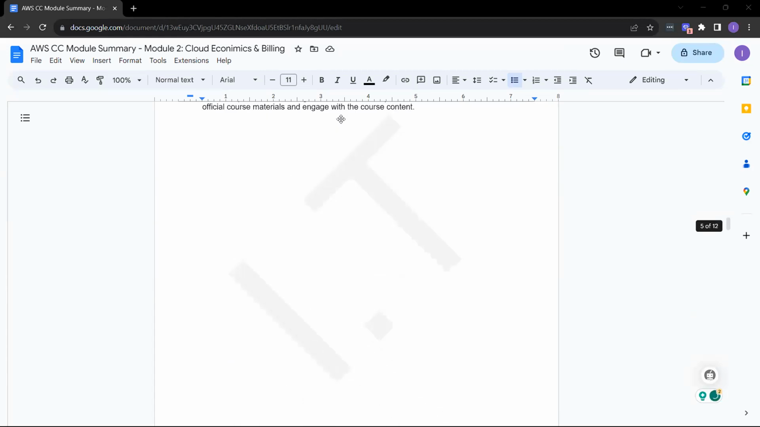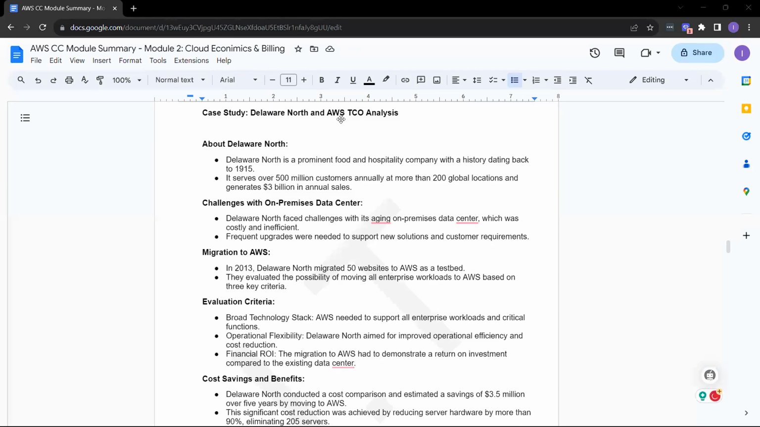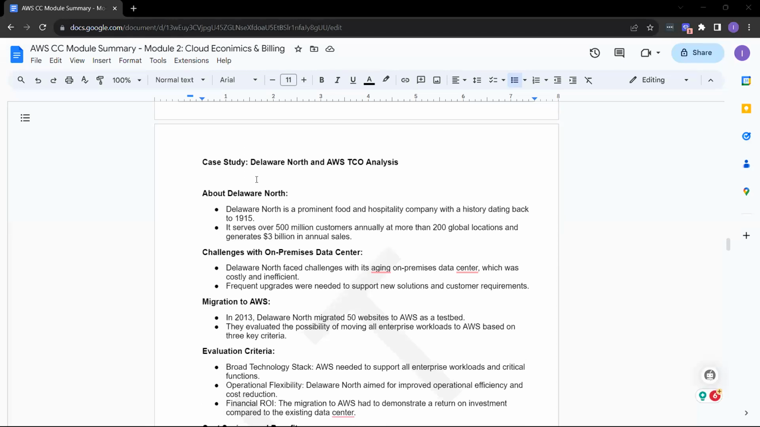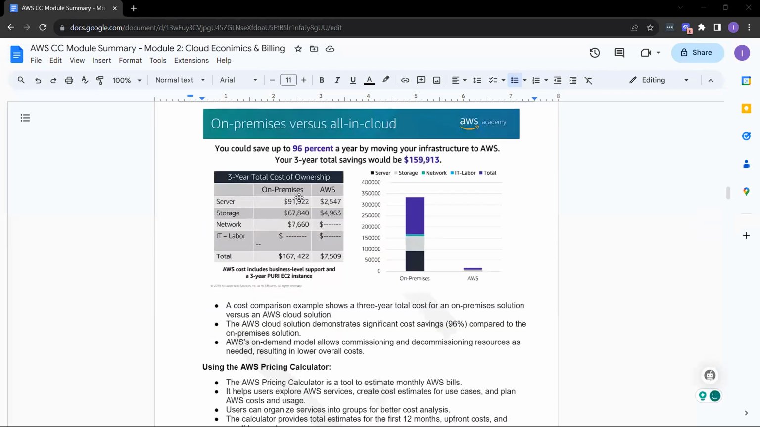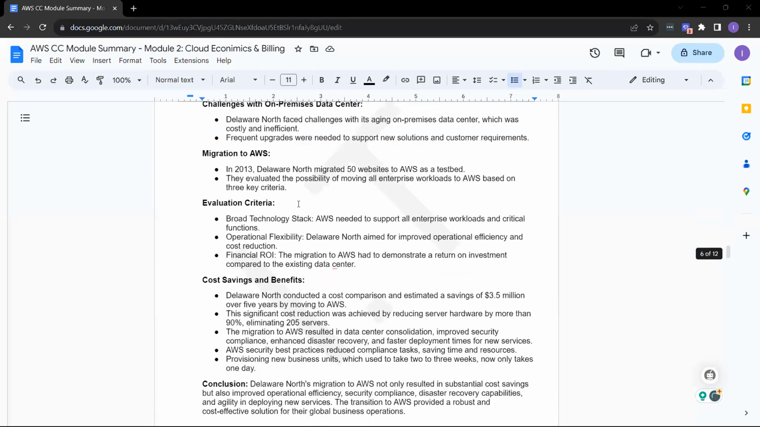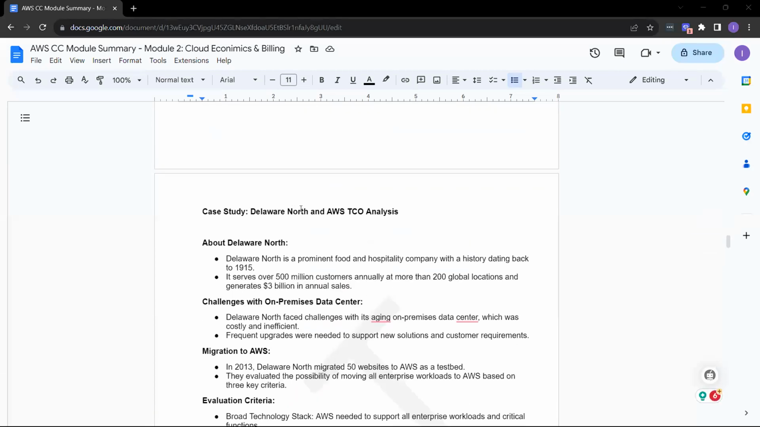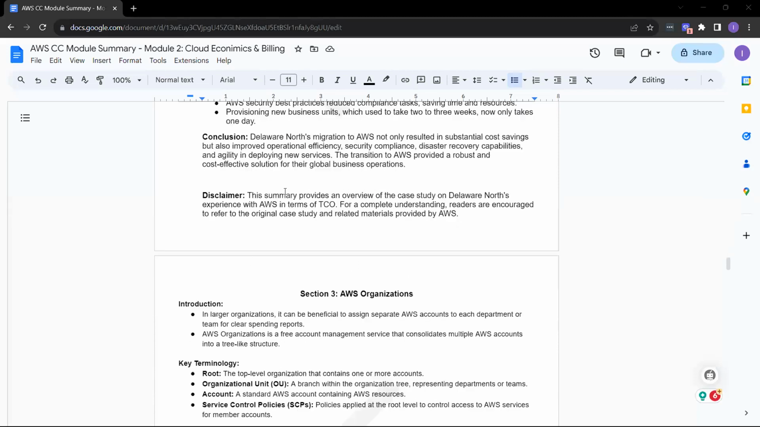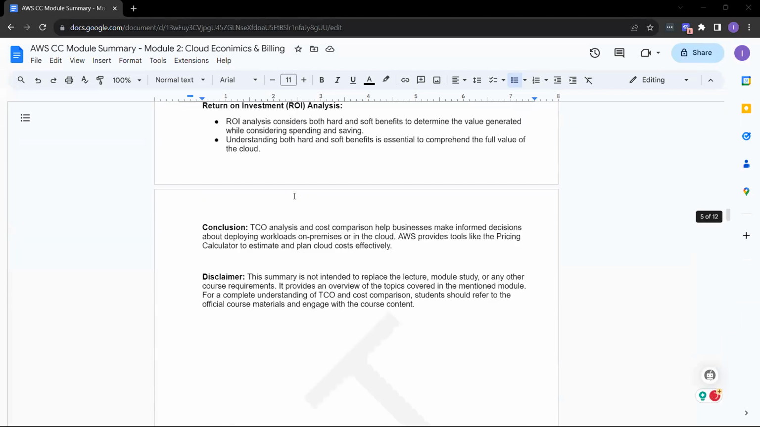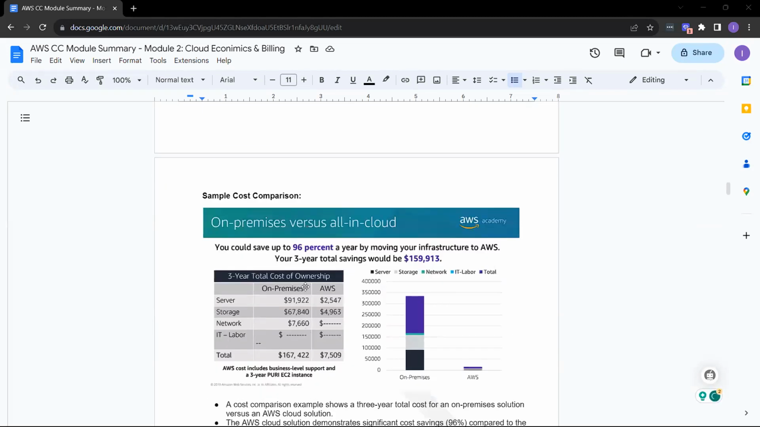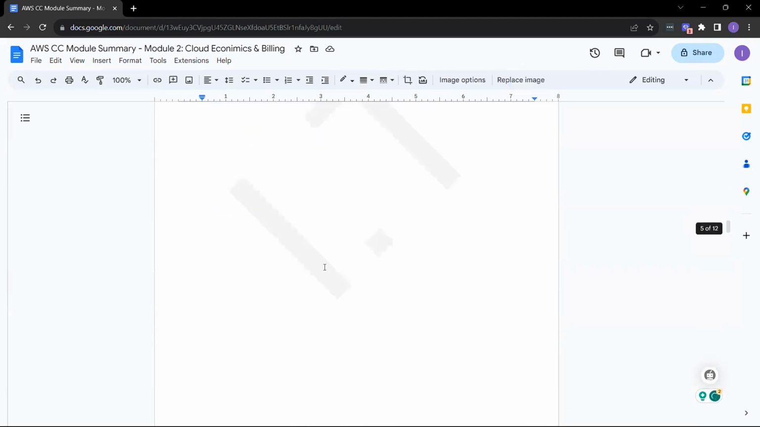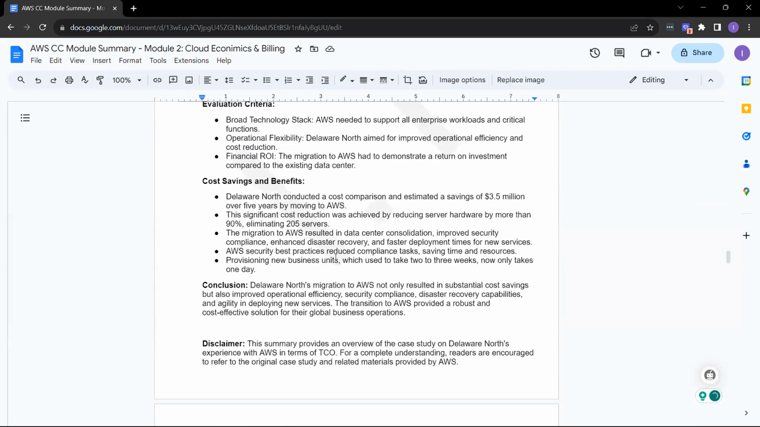Great. So today, this is a case study for a company called Delaware Knots, and then the AWS TCO analysis. So it's basically the same as this one, right? But this is the full case study, so we'll not go into it. This is just a case study to qualify this analysis that was done in the table. So we'll not go into that one.